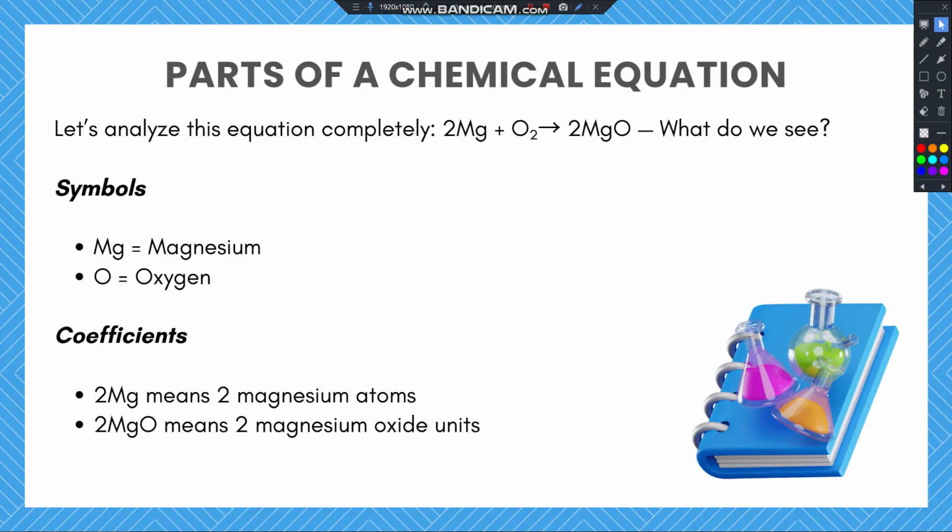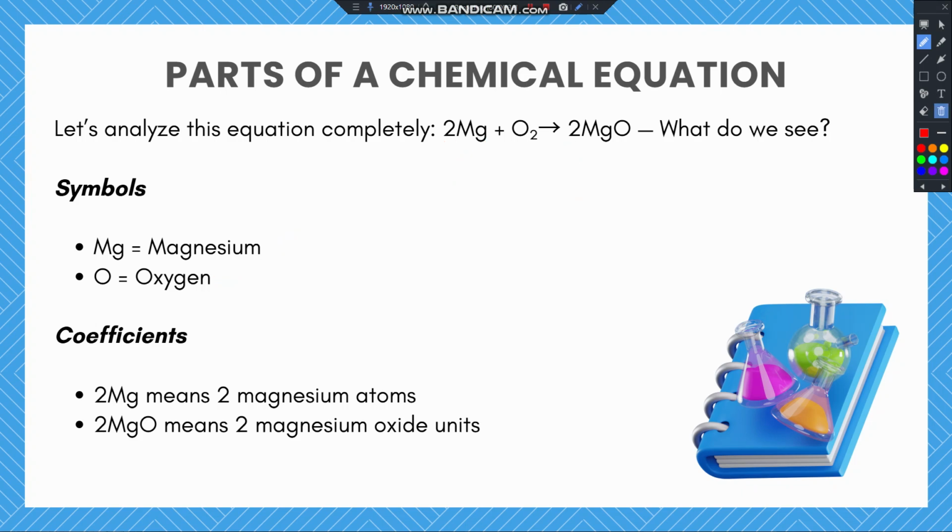So let's analyze this equation completely. You can see the equation on the screen right now. If we're to identify the parts of a chemical equation, we start with the symbols. The symbols that are contained, we have magnesium and we have oxygen, Mg and O. That's the symbol part of the chemical equation. How about the coefficients? You can see a coefficient over here, a big number 2 right in front of magnesium, and you can see a big coefficient right in front of magnesium oxide on the right hand side of the chemical equation.